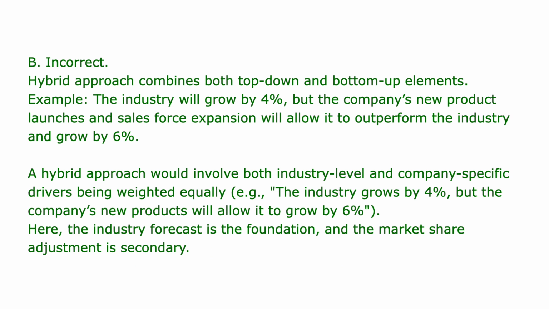B incorrect. Hybrid approach definition combines top-down and bottom-up elements. Hybrid approach example: industry growth is 4%, but company-specific factors, new product launches, and sales force expansion will lead to 6% growth. Hybrid approach weighting: industry level and company-specific drivers are weighted equally.